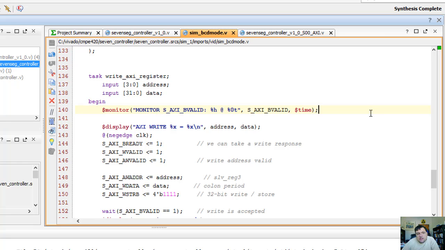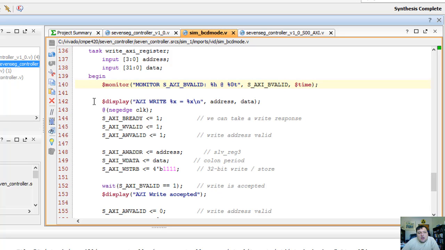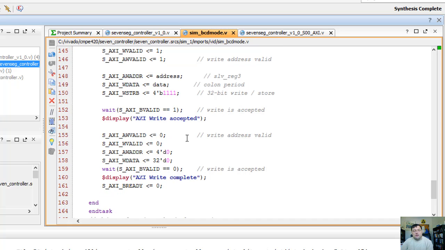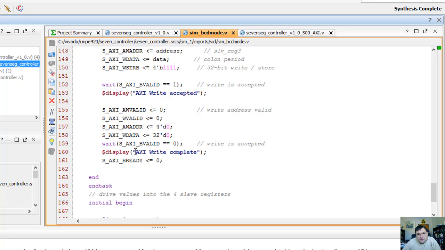I add a monitor statement so that anytime either of these values changes, we can track that, B valid. Remember that B valid is the indication that the write has been finished. I do a display to say that we're beginning a write. We wait for the negative edge of the clock, just like we saw before in the timing diagram. We assert that we're going to be writing. We latch up the address and the data, and we turn on the 32-bit word store here. We wait until B valid becomes 1, indicating that the write has been accepted. And then we wait until B valid drops to indicate that the write is complete. And then we display messages to that effect.